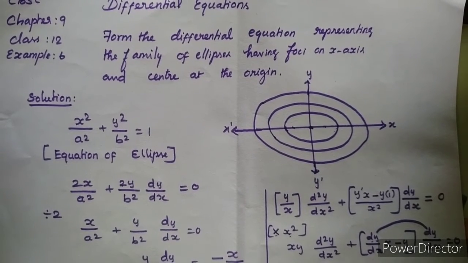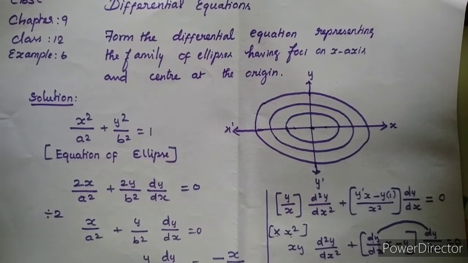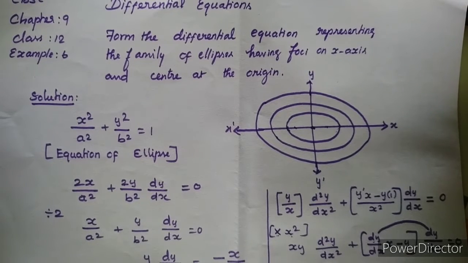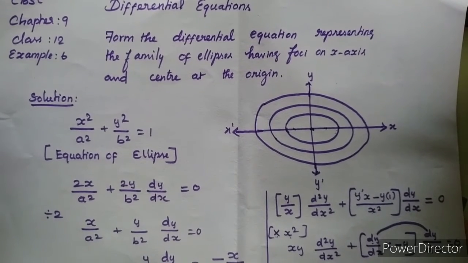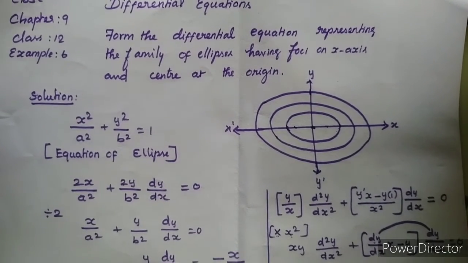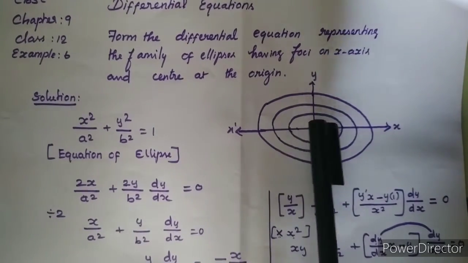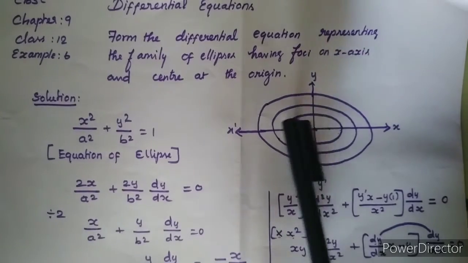This is chapter 9, example 6. Form the differential equation representing the family of ellipses having foci on the x-axis and center at the origin. So now imagine the standard ellipse. This is the family of ellipses. The center is always the origin and the foci are always lying on the x-axis.